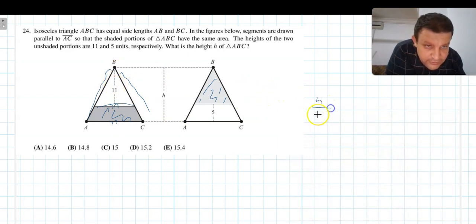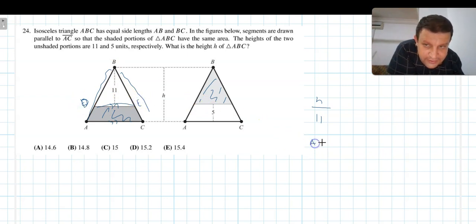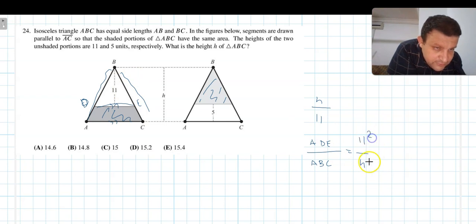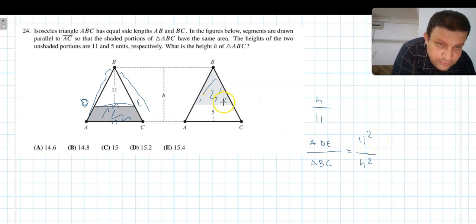Okay, h over 11. So this means the area of this one, let me write A, B, C, D, E. The area of ADE over the area of ABC equals 11 over h squared, so 11 squared over h squared. We know this one from similarity. Okay, so let's continue here.